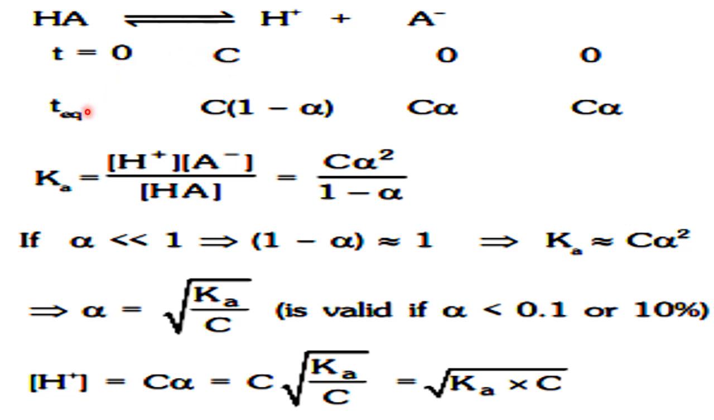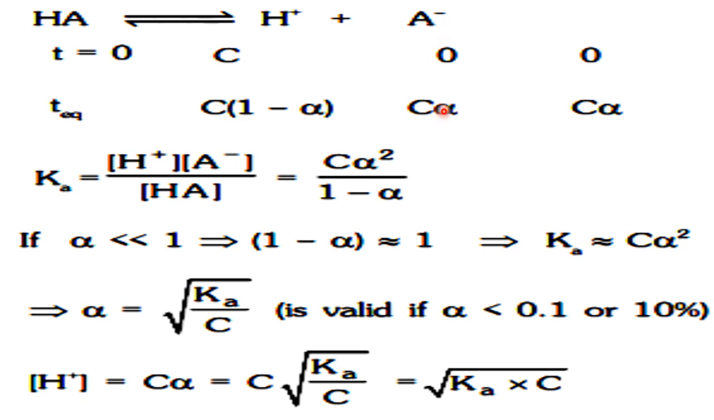It is shown here. This is the concentration of acid. Now at some time, when the equilibrium is attained, some concentration of this acid has undergone dissociation. How much? It is C alpha. What is C alpha? It is the concentration of the acid that has undergone dissociation. Please see the equation: 1 mole of HA became 1 mole of H plus ion and 1 mole of A minus ion.